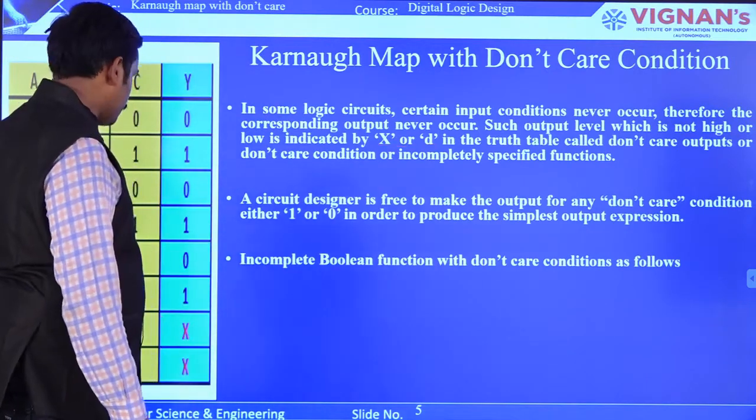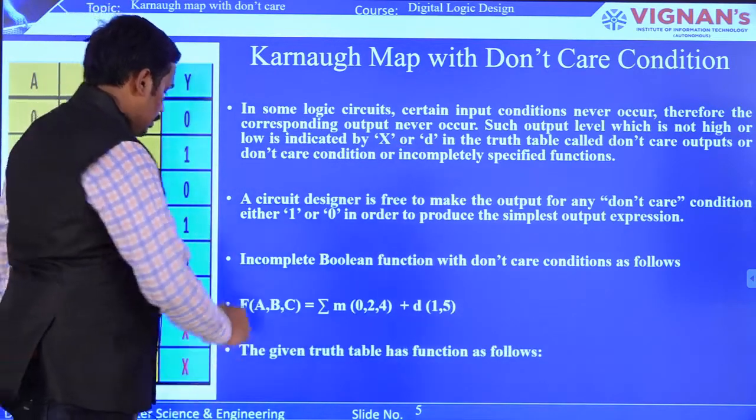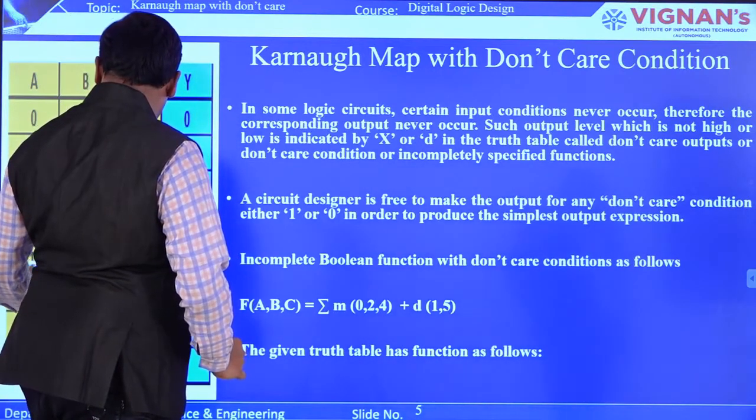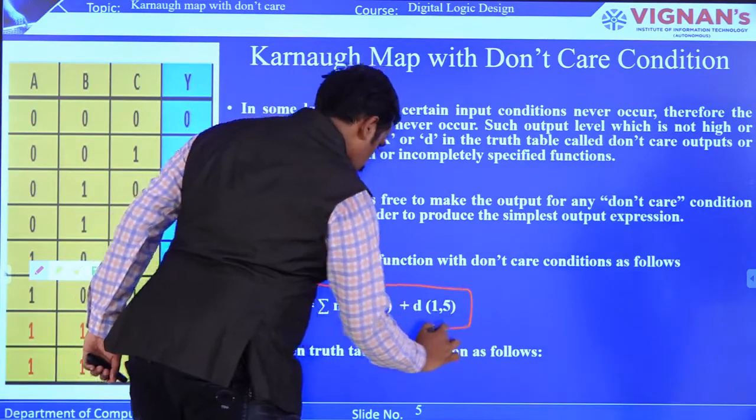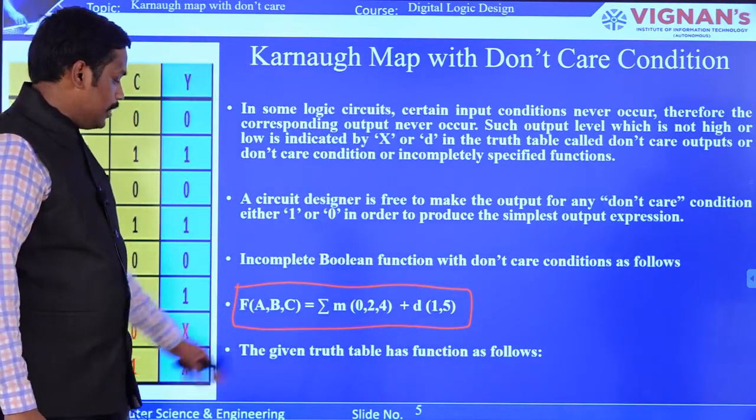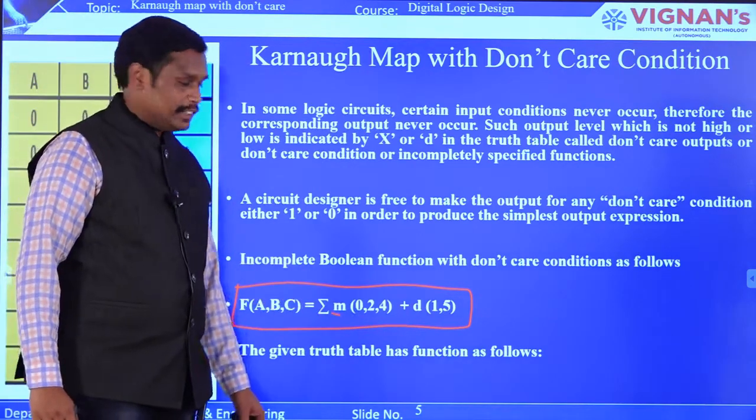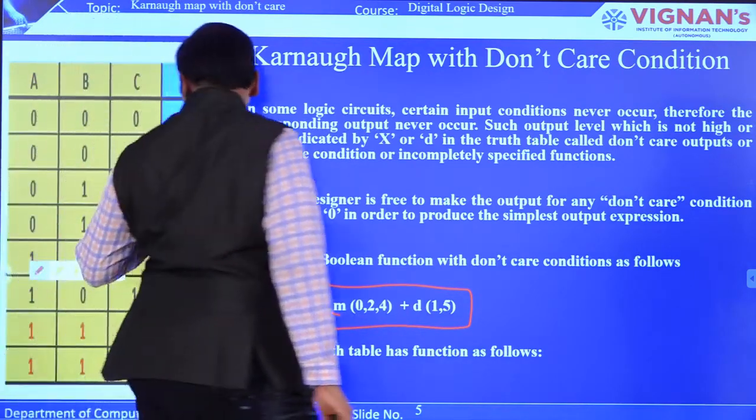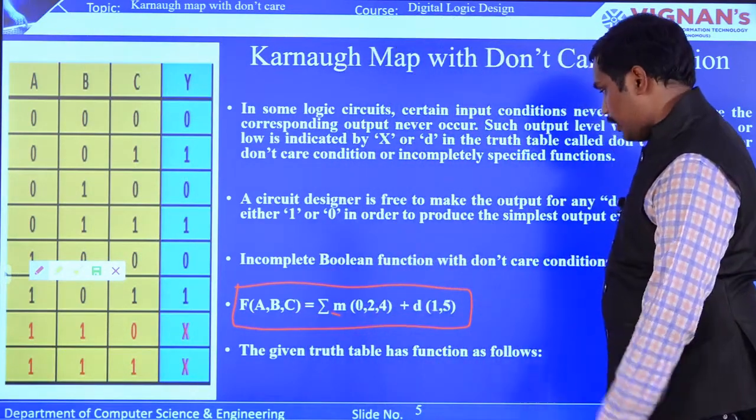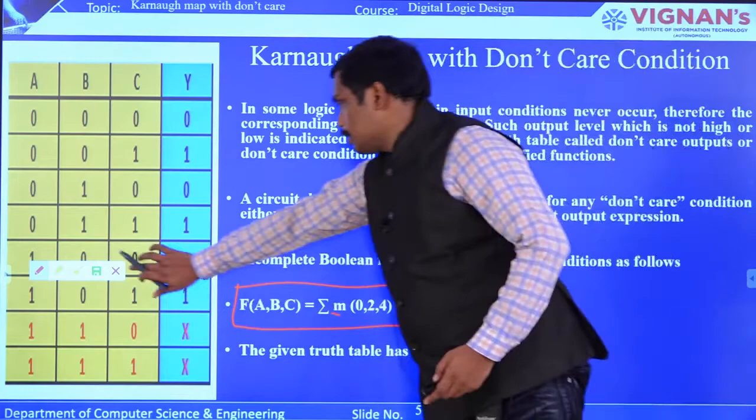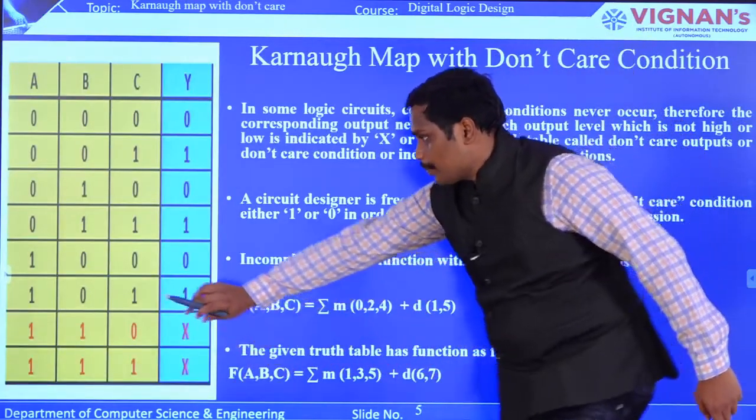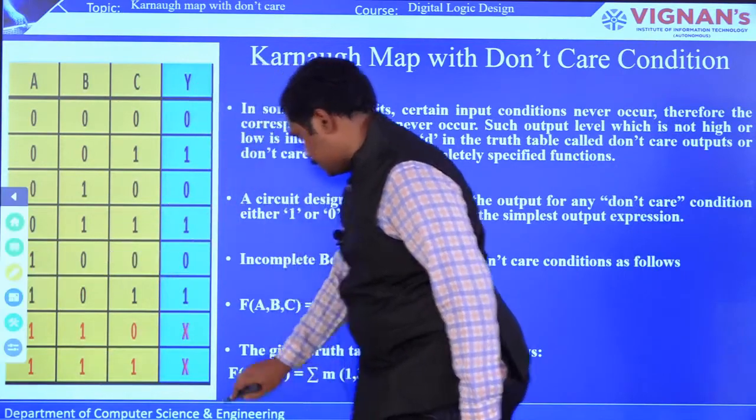And now this is how the expression is given with the don't care conditions. Okay, these are min terms and this is don't care conditions. And now for this particular truth table that you can see over here, this is the expression that you can derive from that particular truth table, right?